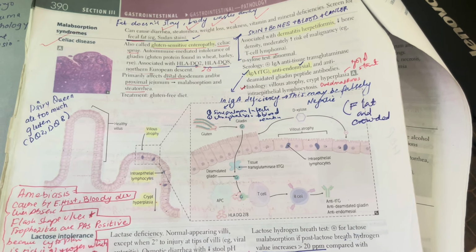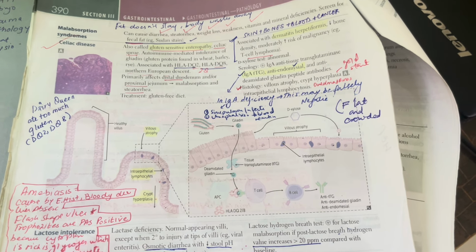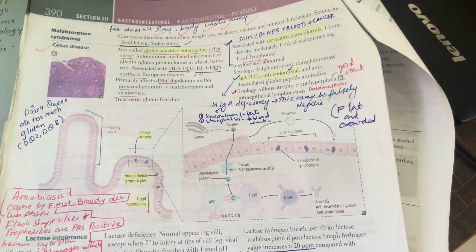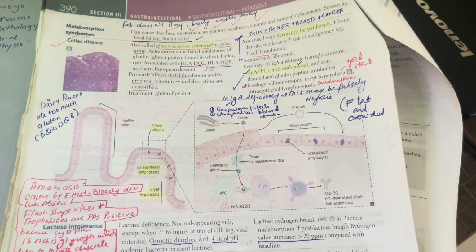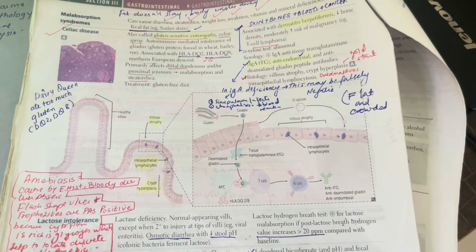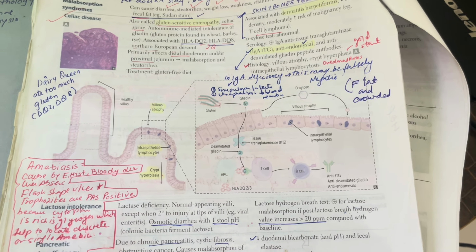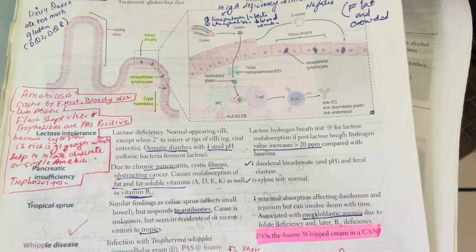Histology shows 4 things, and that is actually the gold standard. The villi are flat and the crypts are crowded. That means there is villous atrophy, there is crypt hyperplasia, and there is intraepithelial lymphocytosis.